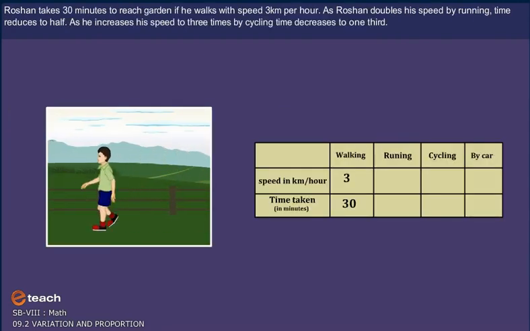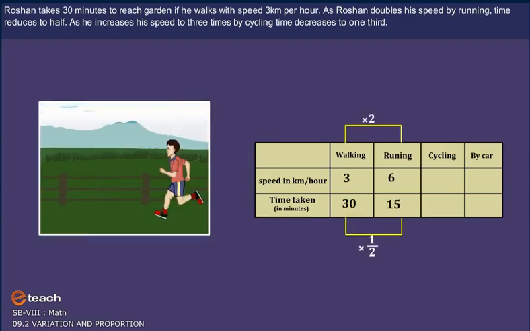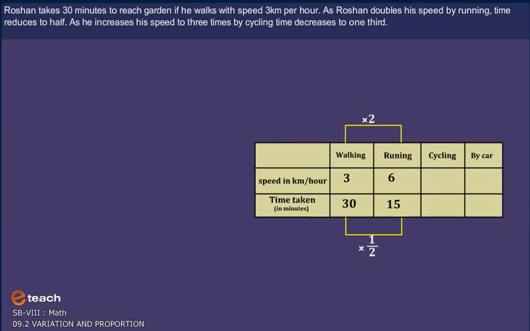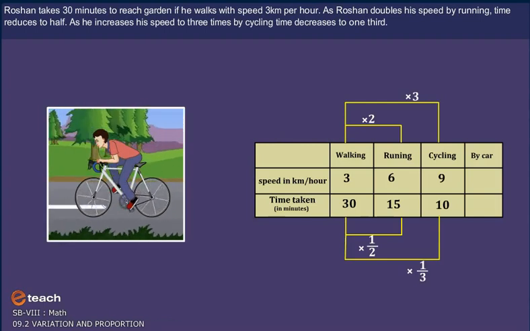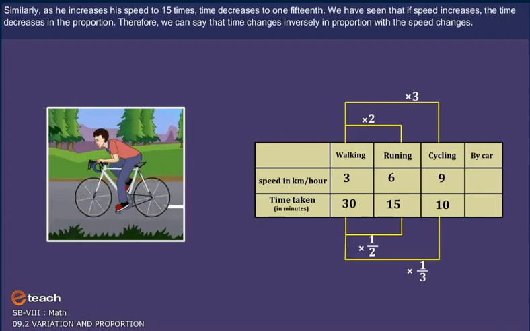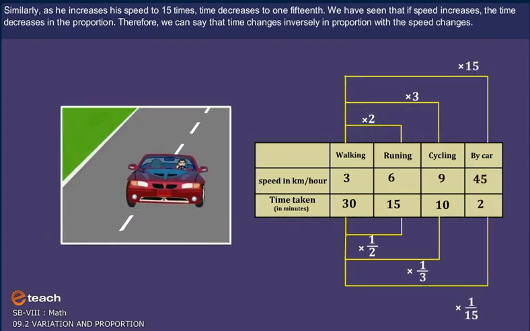Roshan takes 30 minutes to reach the garden if he walks with a speed of 3 km per hour. As Roshan doubles his speed by running, time reduces to half. As he increases his speed to 3 times by cycling, time decreases to 1/3. Similarly, as he increases his speed to 15 times, time decreases to 1/15.